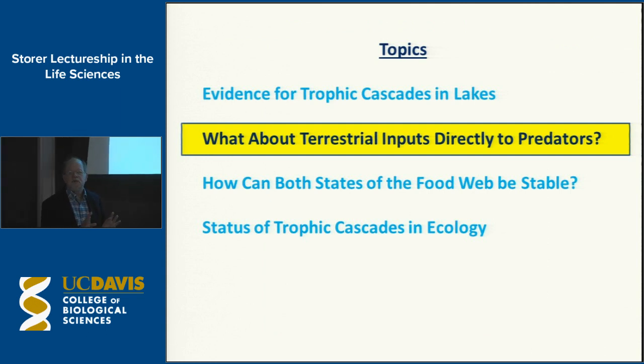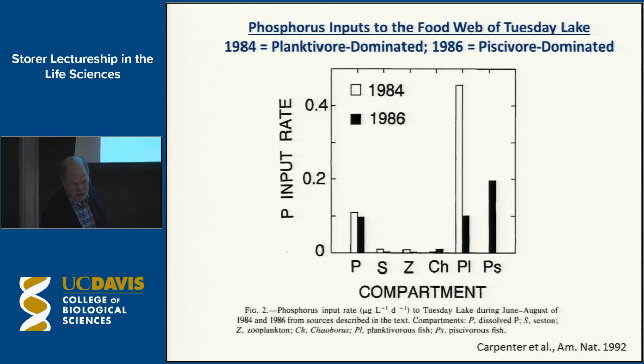Okay, so to summarize to this point, I've shown you that both nutrient enrichment and food web structure control ecosystem processes in lakes. I've primarily used plant biomass as an indicator, but I mentioned that a number of other ecosystem responses also are driven by those same two drivers, nutrients and food web structure. Now I want to talk about a couple of complications, and the first one is terrestrial inputs directly to predators.